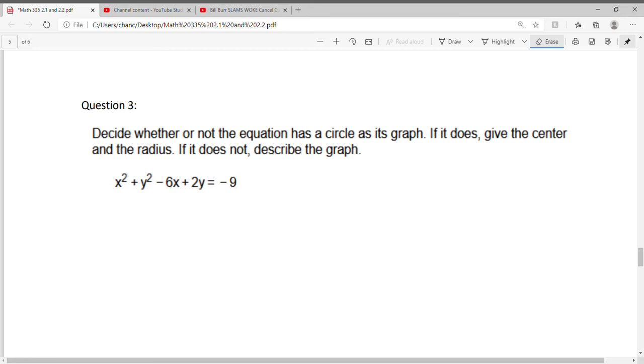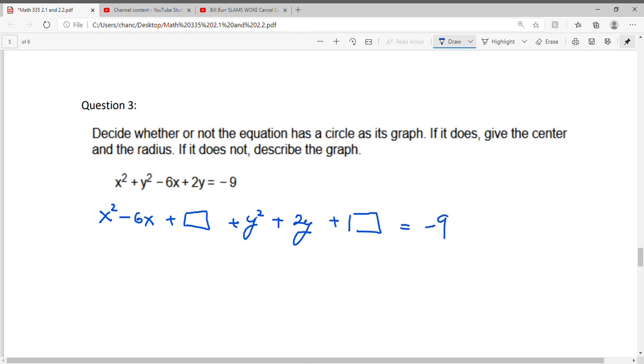Question 3. Decide whether or not the equation has a circle as its graph. If it does, give the center and radius. If it does not, describe the graph. First step is to rewrite it so that the x variables are right next to the x variables and the y variables are right next to the y variables. Here I'm leaving myself some space because I want to complete the square twice.